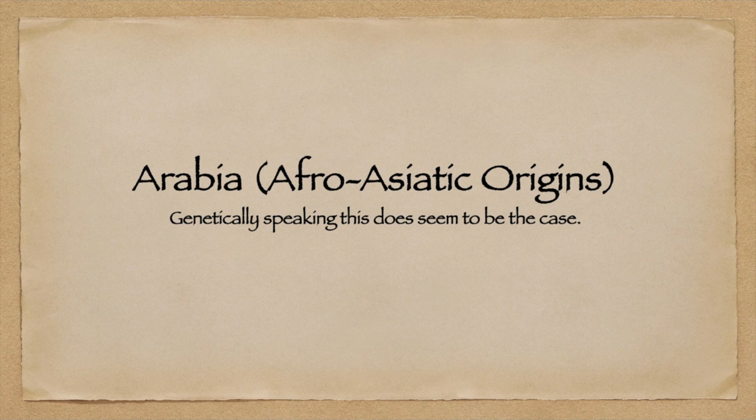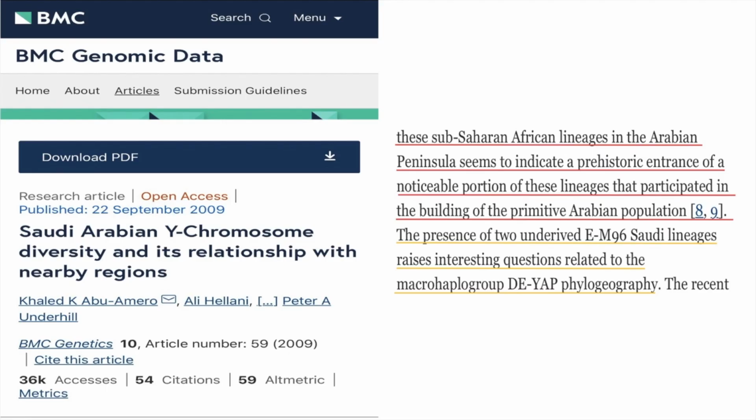Now, this is very interesting because this sort of lines up with the DNA. Remember from the study, it says these sub-Saharan African lineages in the Arabian Peninsula seem to indicate a prehistoric entrance of a noticeable portion of these lineages that participated in the building of the primitive Arabian population. The presence of the two underived E-M96 Saudi lineages raises interesting questions related to the microhaplogroup DE-YAP phylogeography.